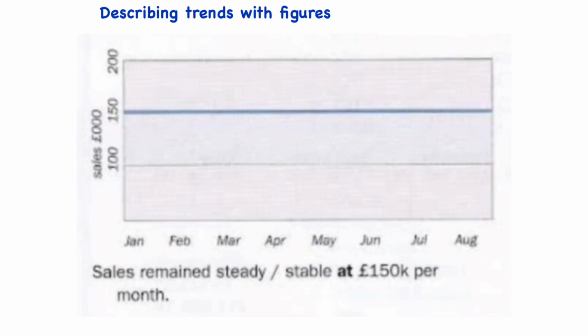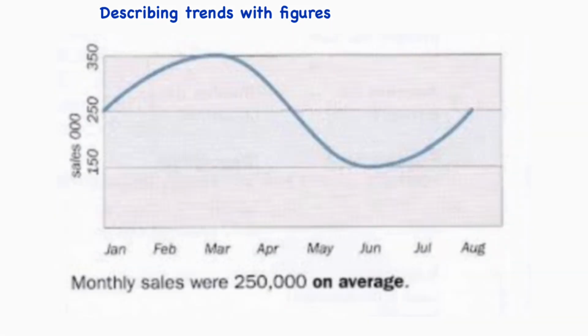Sales remained steady at £150,000 per month. Sales remained stable at £150,000 per month. Monthly sales were $250,000 on average.